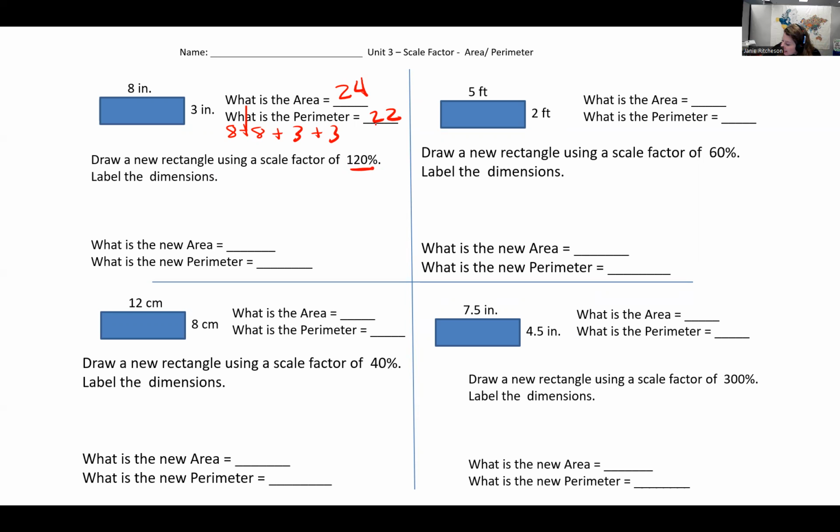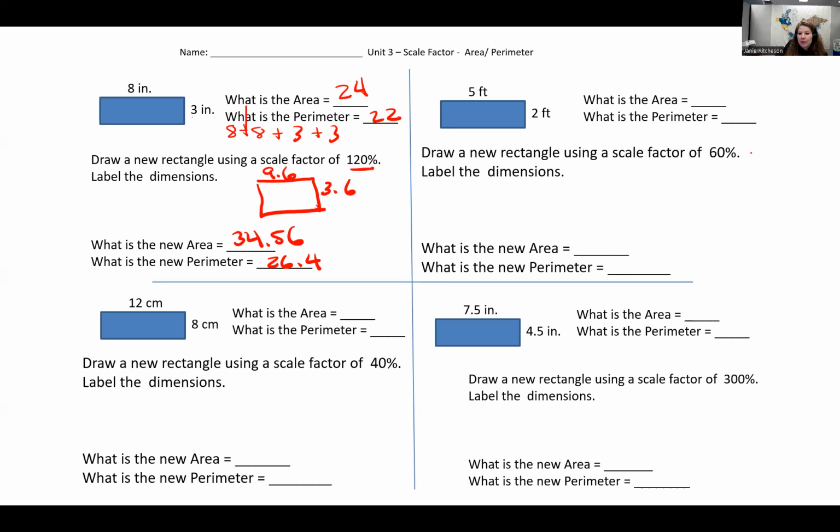So 8 times 1.2 would be 9.6. So it's got to be bigger. It's more than 100%. 9.6. And 3 times 1.2 is 3.6. Then to get the new area, we're going to multiply 9.6 times 3.6, and we'd get 34.56. And then for perimeter, we just add all of our 4 sides together. 9.6 plus 9.6 plus 3.6 plus 3.6, and we would get 26.4.